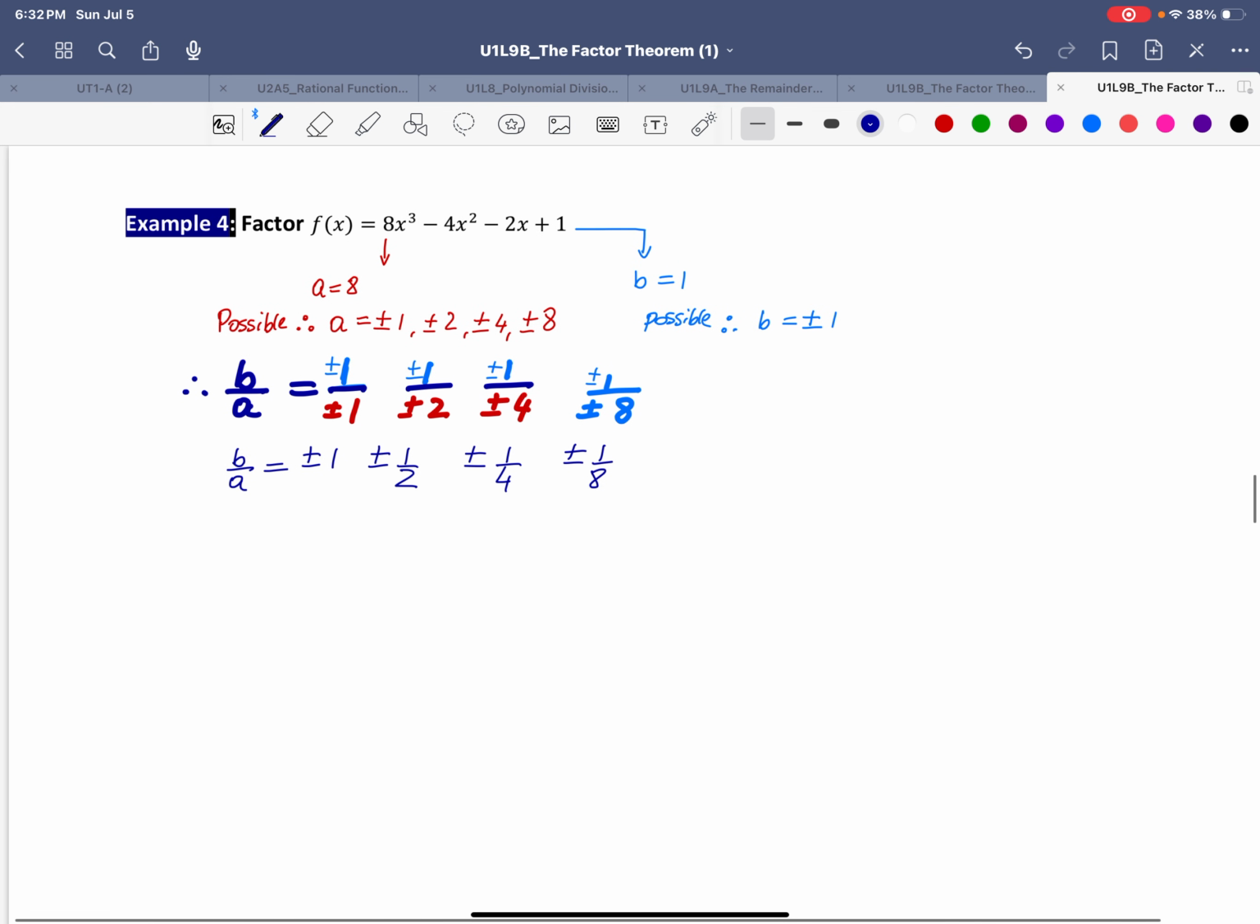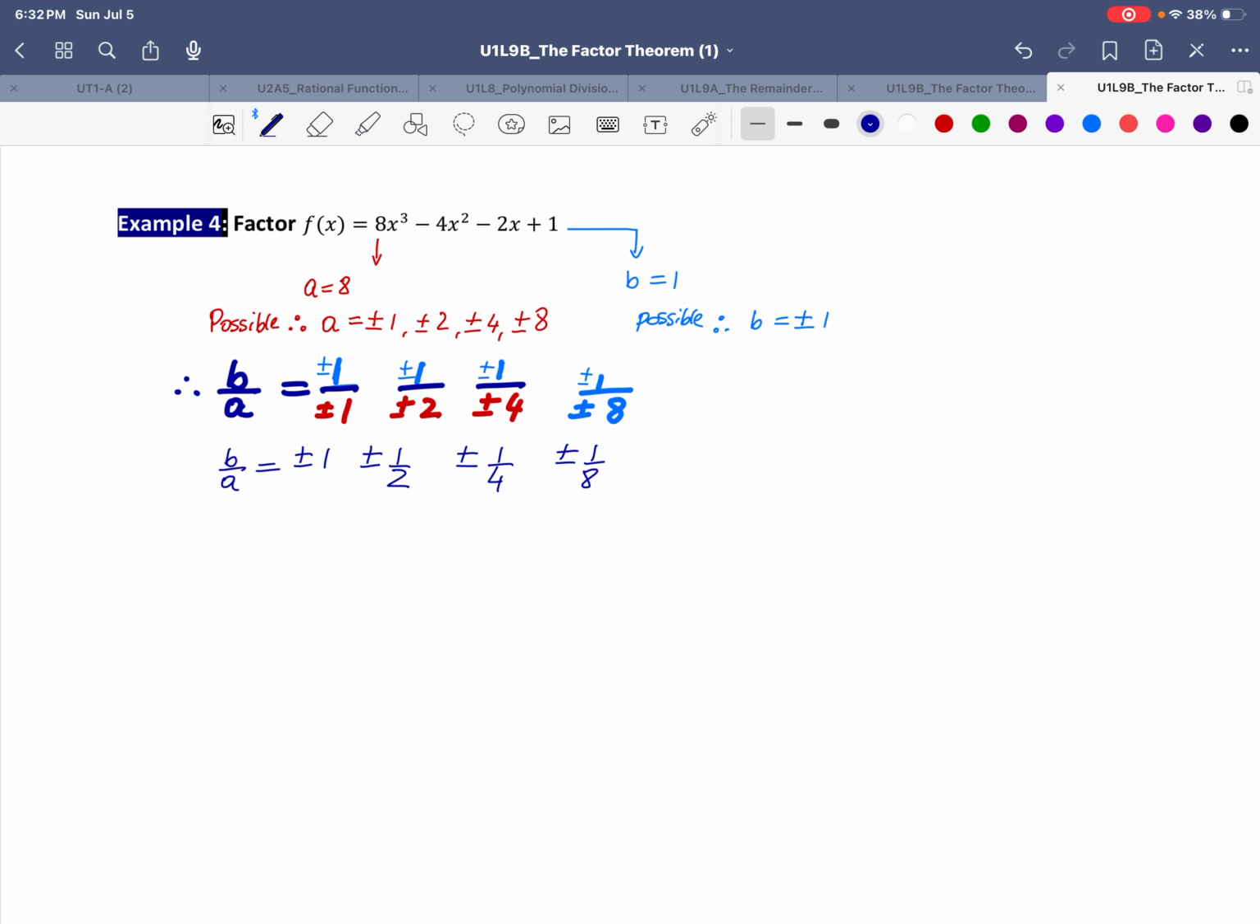So we are going to look into the possible values of b over a that will make the polynomial 0, so that we can figure out when the remainder would be 0. So f of 1 will be 8 times 1 power 3 minus 4 times 1 squared minus 2 times 1 plus 1. So 8 minus 4 is 4, minus 2 is 2, plus 1, 3. This is different than 0. Therefore, we're going to say x minus 1 is not a factor.